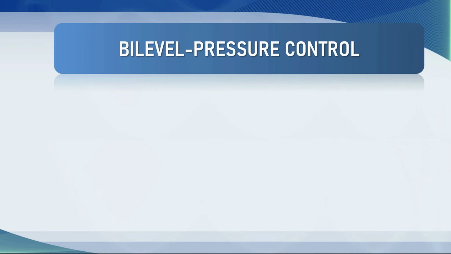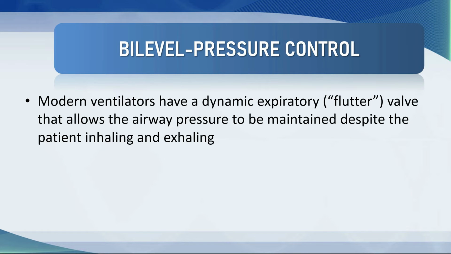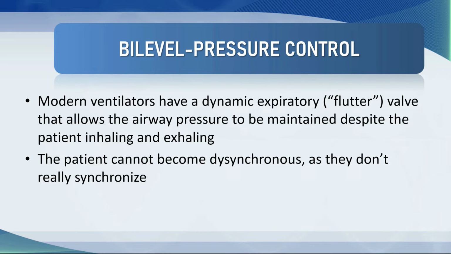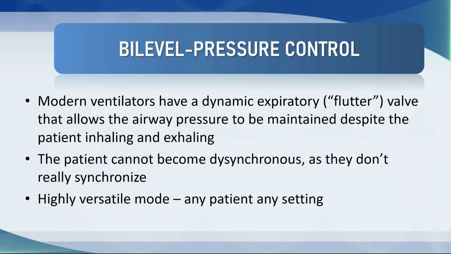So let's summarize this. Modern ventilators have a dynamic expiratory flutter valve that permits maintenance of airway pressure despite the patient inhaling and exhaling. The device flutters to maintain the pressure. The patient cannot become dysynchronous as they don't really synchronize. So this is a highly versatile pressure control mode that can be used in any patient in any setting. The flutter valve has solved the problem of expiratory dissynchrony. It solved the problem of IMV.